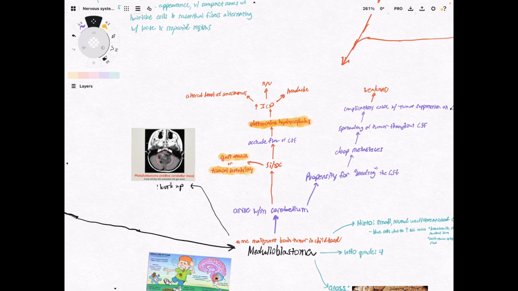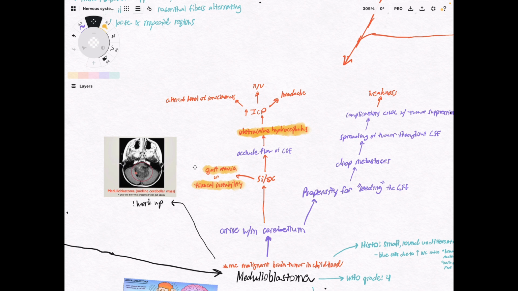Some more signs and symptoms of the medulloblastoma is gait ataxia and truncal instability. It's very intuitive, right? So if the tumor arises in the cerebellum here, it can affect that vermis, which is the middle portion there of the cerebellum that extends to the brainstem. This can lead to truncal instability. Or if it's more on the peripheral parts of the cerebellum, which are in charge of the limbs, the arms and the legs, like the coordination, this can lead to something called gait ataxia.